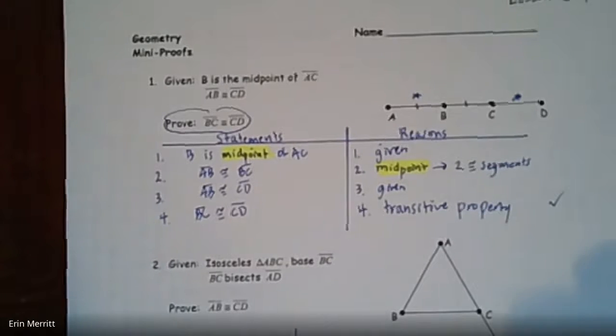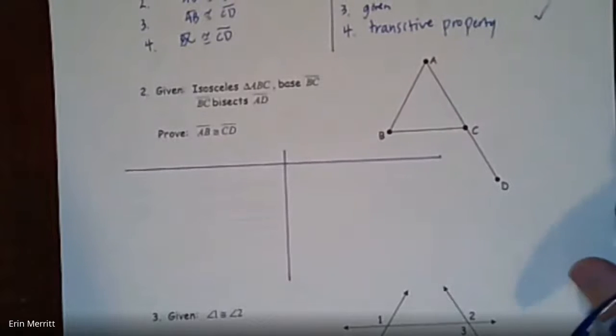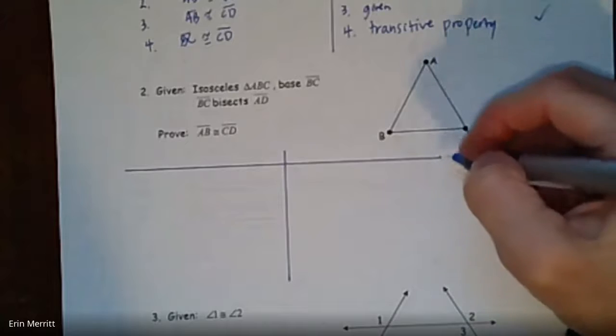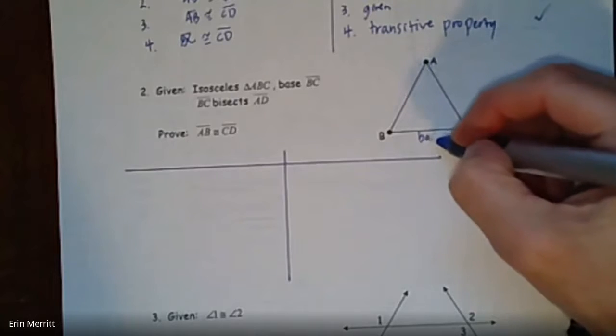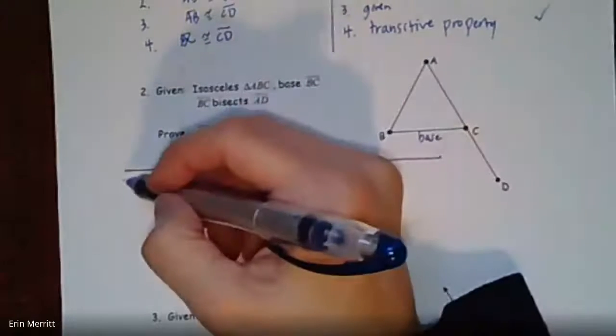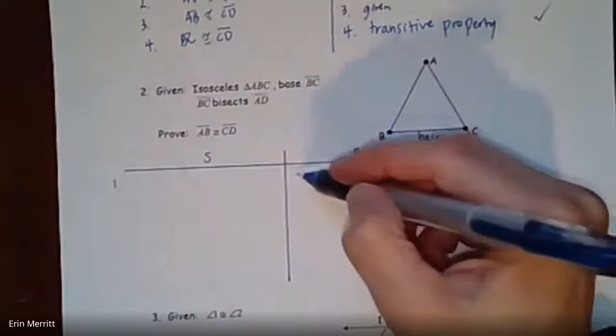So when we move on to number 2, oh, my dog is having at it. Number 2, we've got an isosceles triangle, ABC with base BC. So it might be good to note that this is the base down here. All right. If I want to, I can just say S and R for statements and reasons. There's no problem if you guys want to abbreviate that.